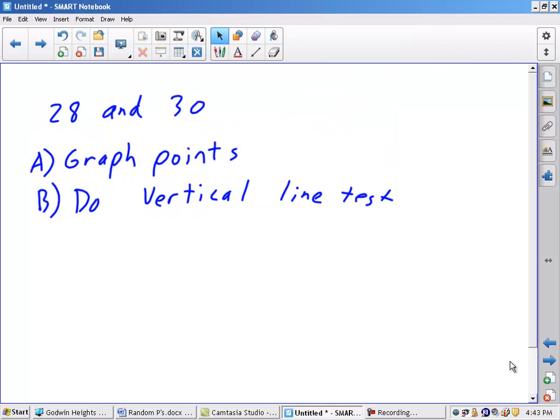Okay, real quick for 28 and 30, those are the ones I want to show you. You need to do 2 things. You need to graph the points appropriately, which we've done in class tons, and you also need to make sure you do the vertical line test. Now remember, here's what the vertical line test is. If you put a vertical line, a straight up and down line, it's not really straight, but it's close enough.